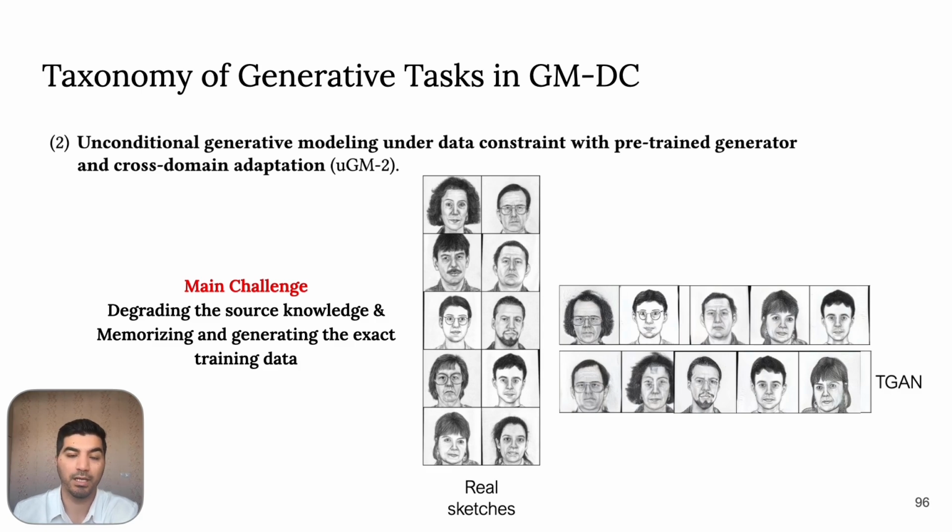And on the other side, because we have limited data, like 10 samples, the discriminator can easily memorize these samples and then force the generator to generate exact samples. For example, here you can see real samples from a sketches domain, and a simple, classic fine-tuning done by the TGAN paper results in repeating the training samples. As you can see, lots of generated samples are exactly similar to the training samples.